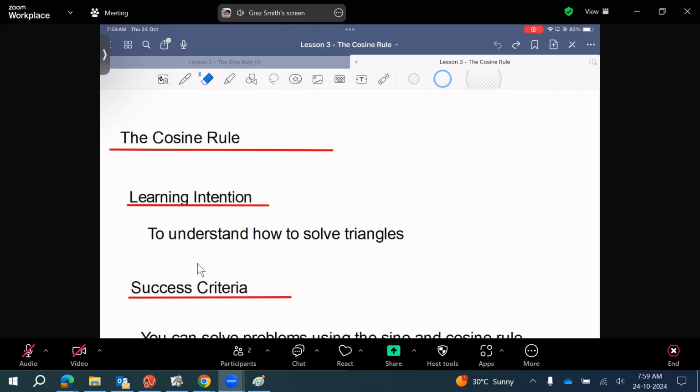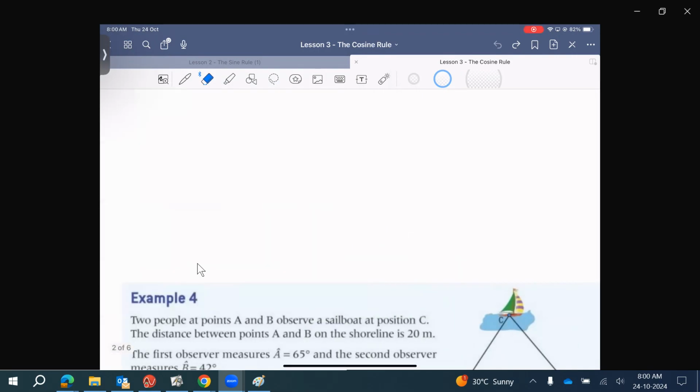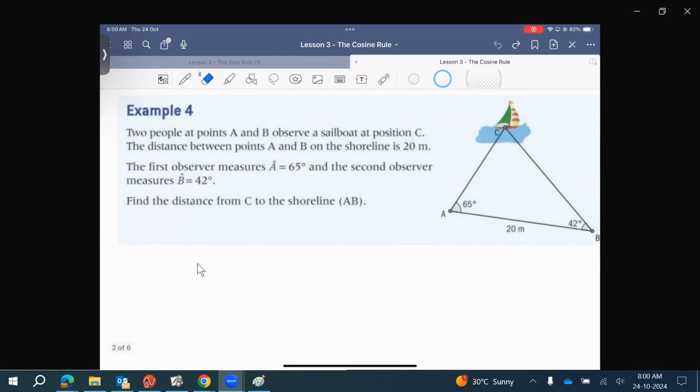Okay, so what we've got here on this one is we're going to be looking at the cosine rule today, and we're going to be looking at how to solve problems with triangles. So this first problem we've had a good look at. It's a little tricky to understand what we're trying to do. We have two people, one is stood here, one is stood there, and they're on a shoreline.